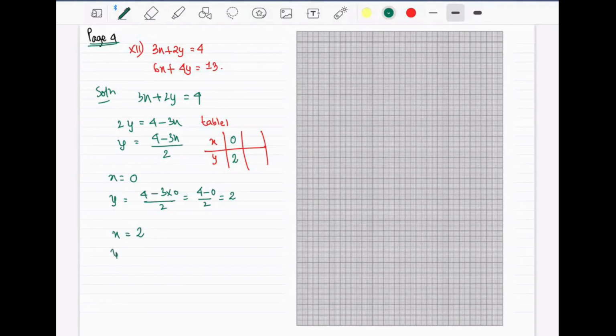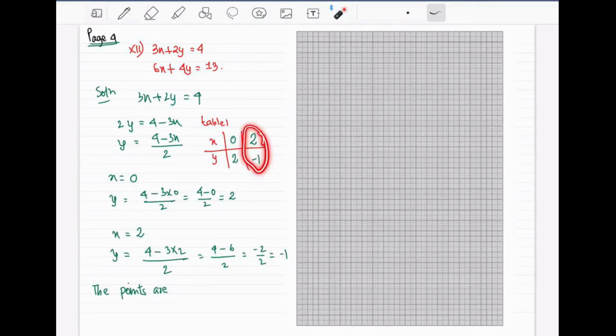Take up another. Let's take x is equal to 2. Now what's the value of y? y is (4 minus 3 into 2) divided by 2. So we get 4 minus 6 divided by 2, which is minus 2 by 2, which is minus 1. When x is 2, y is equal to minus 1. All right, what are the points? The points are 0 and 2 combined, it's (0, 2), and 2 and minus 1 combined, (2, minus 1). So just write here (0, 2) and (2, minus 1).